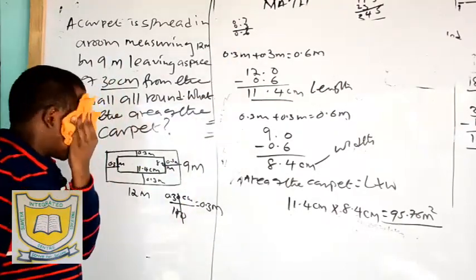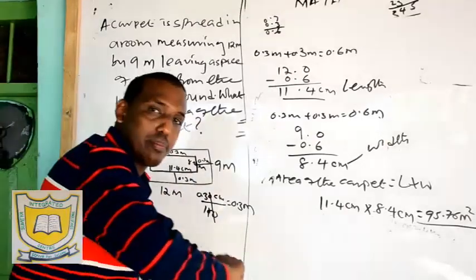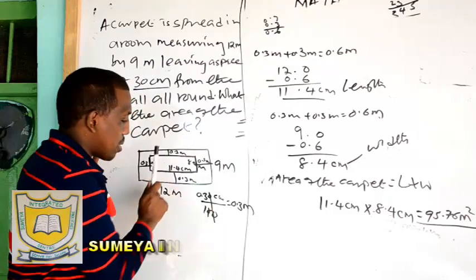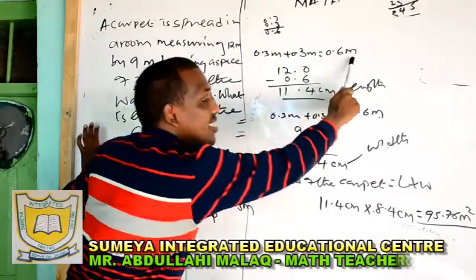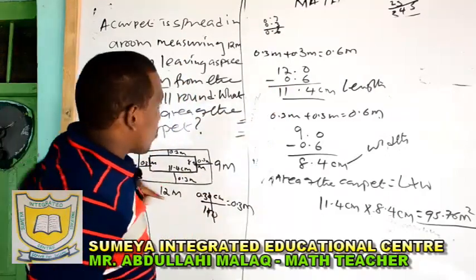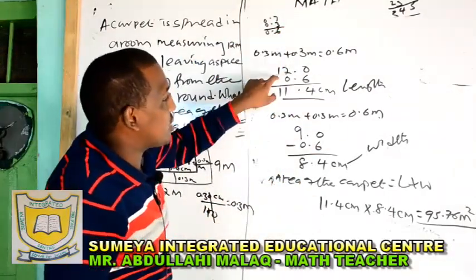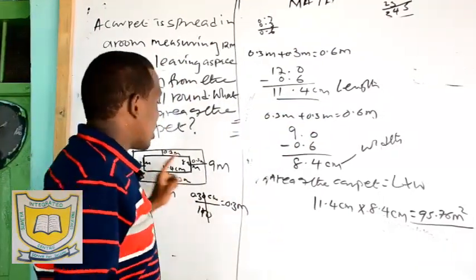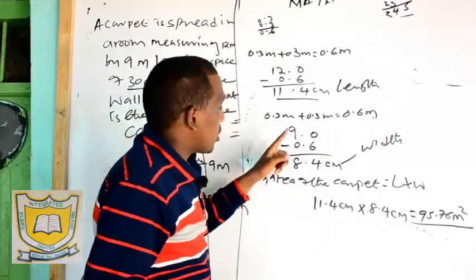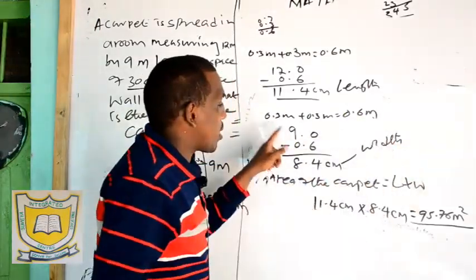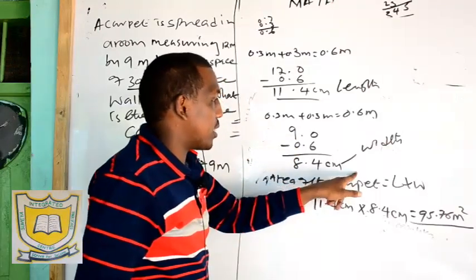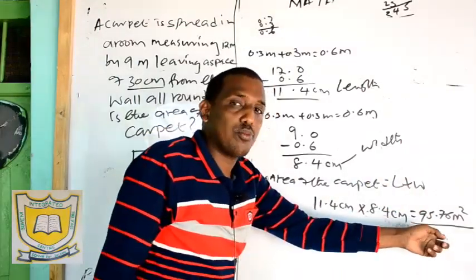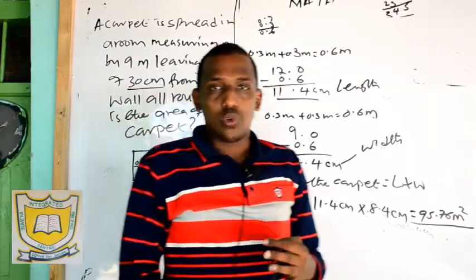To get the length of the carpet, you add the two margins, 0.3 plus 0.3, which is 0.6. Then subtract from the length of the bigger one. So 12 minus 0.6, you get 11.4. The other one, the width: to get the width of the carpet, 0.3 plus 0.3, 0.6. The width of the bigger room was 9. 9 minus 0.6, 8.4 meters. That's the width. Now to get the area of the carpet, you say length times width. You get 95.76.